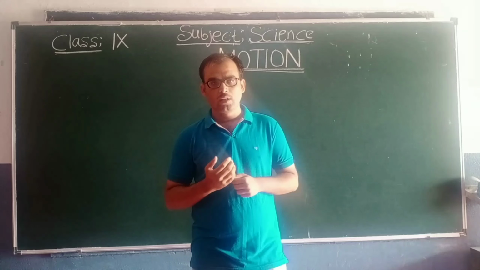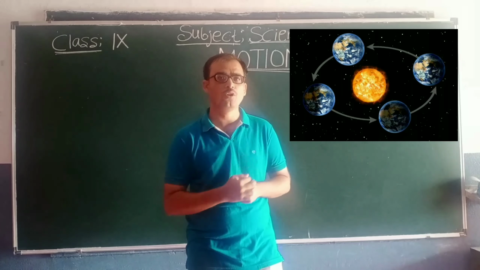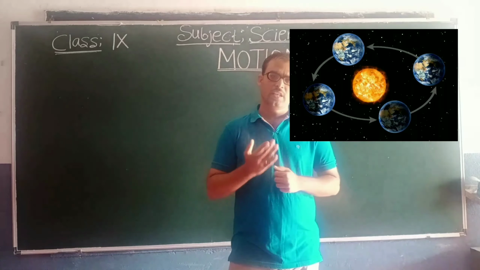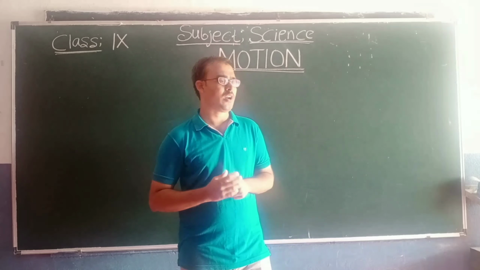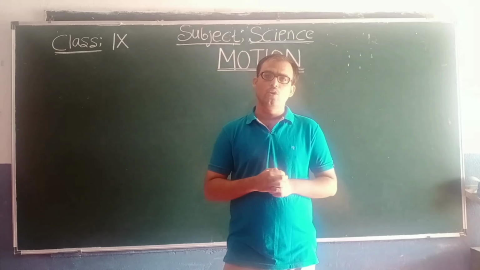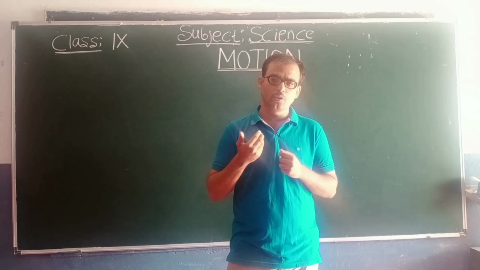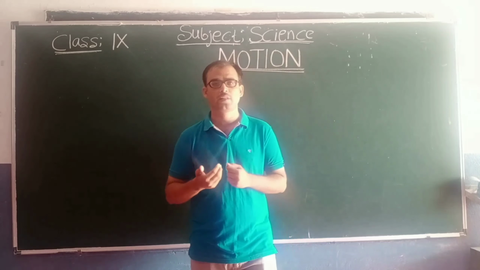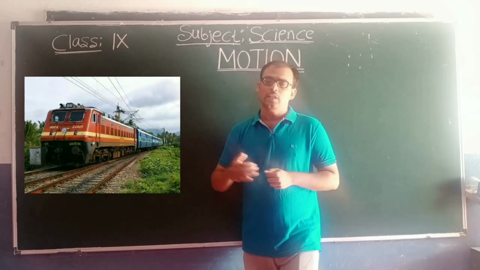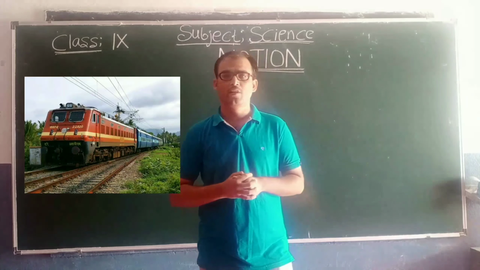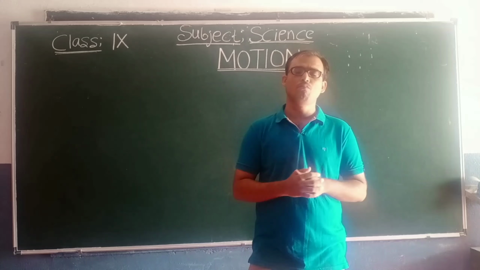For example, the earth revolves around the sun, so revolving is also a motion, no? The earth revolves around the sun, the moon revolves around the earth, and the earth rotates about its own axis. Day and night are caused due to the rotation, the motion of the earth. Seasons are also caused due to the motion of the earth. The train moves on a track, the bus is moving on the road. All these are examples of motion.